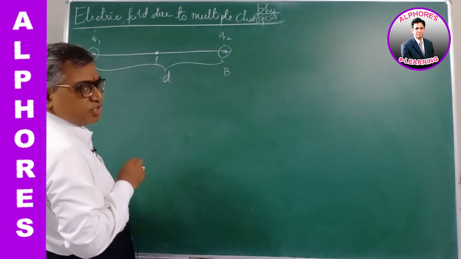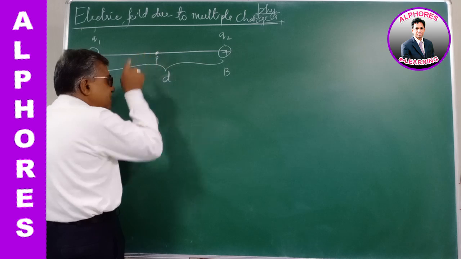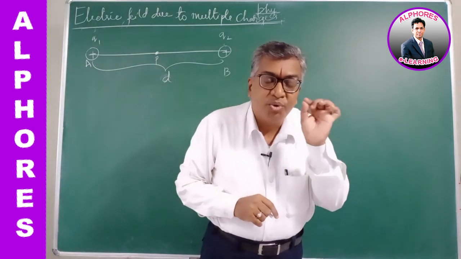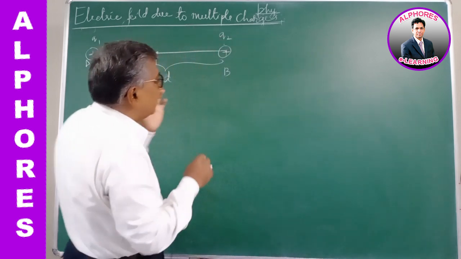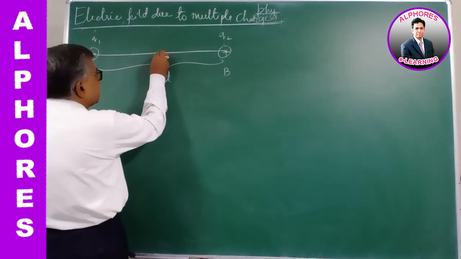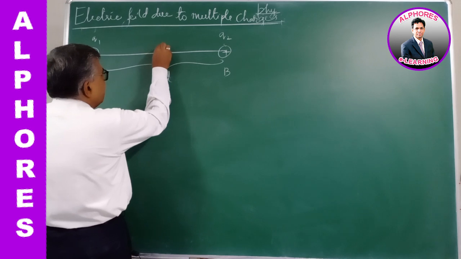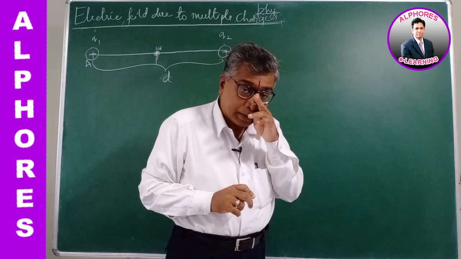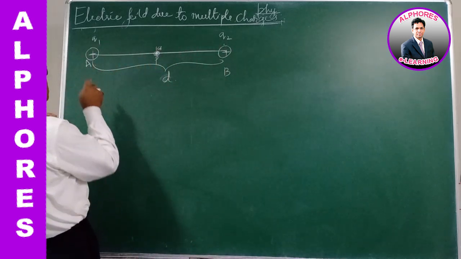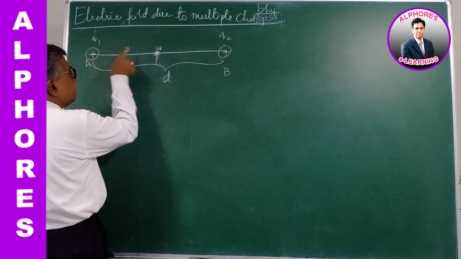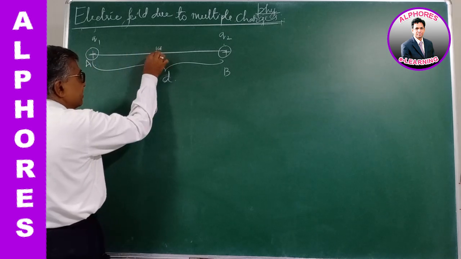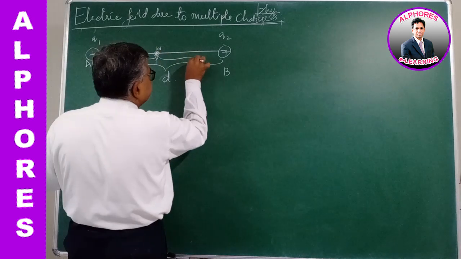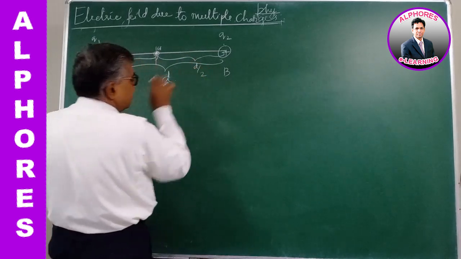Now, consider charge Q1. Considering charge Q1, I am asked to find the electric field at this point. You know, the electric field at a point is the force experienced by a unit positive charge. So let's imagine a unit positive charge, a 1 coulomb positive charge, here. So positive I am imagining. Now the electric field due to this at this point. Since this is the midpoint, the distance will be d by 2 and d by 2.